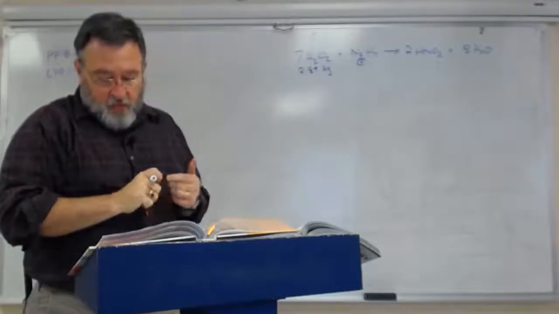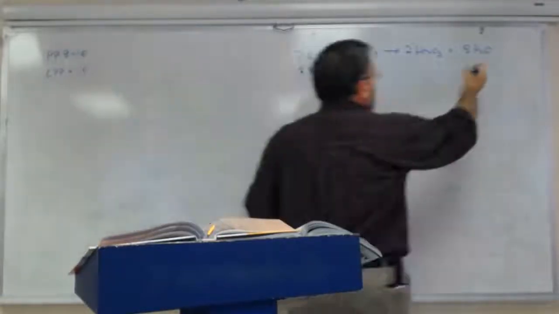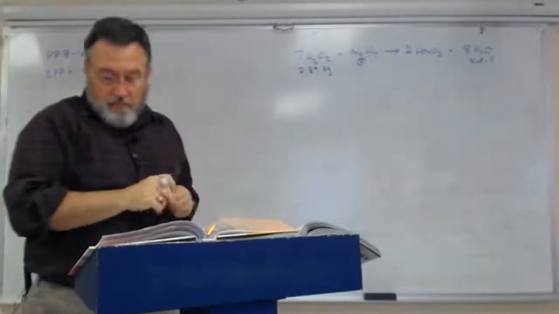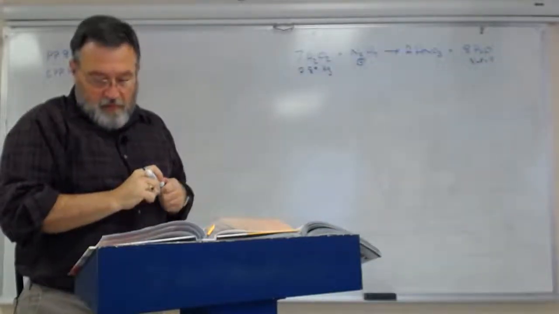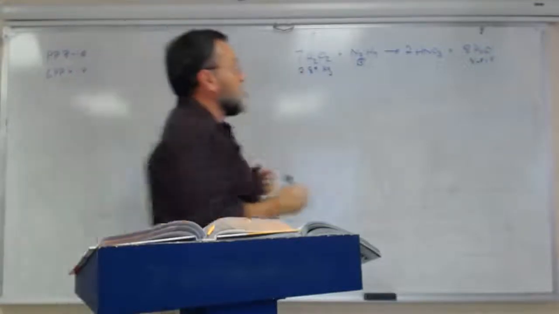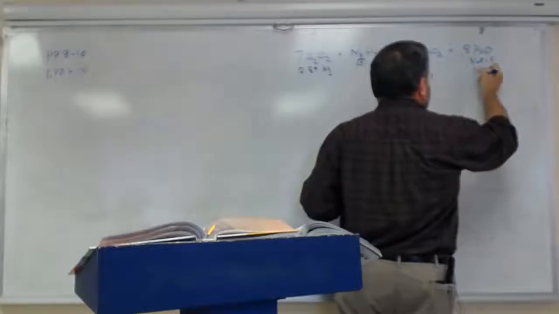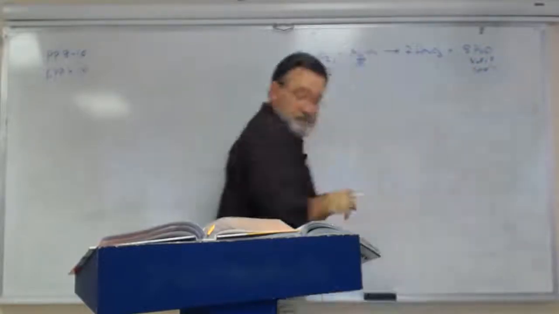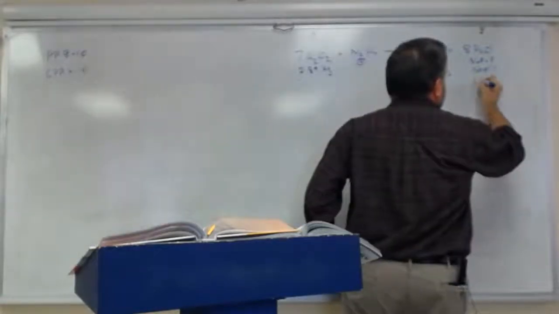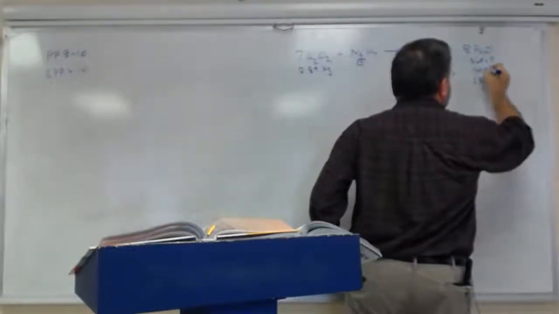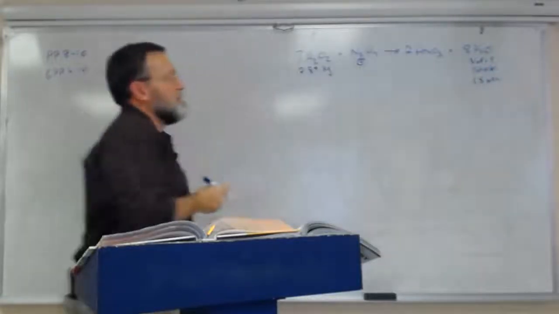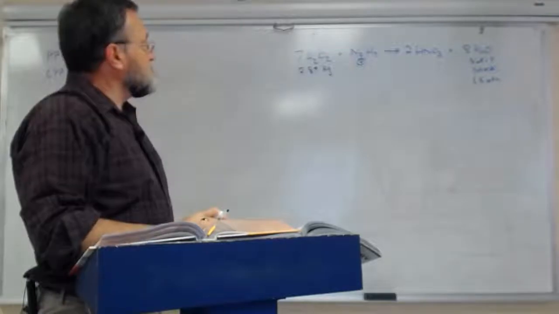what is the volume of water vapor that will be produced when the rocket fires at a temperature of 500 degrees Celsius and 1.5 atmospheres? 500.0 degrees Celsius and 1.5 atmospheres.